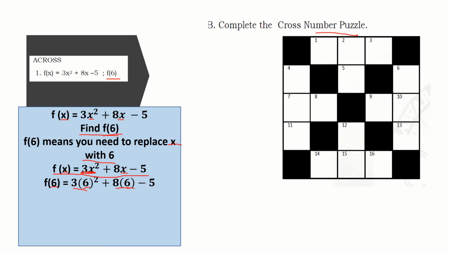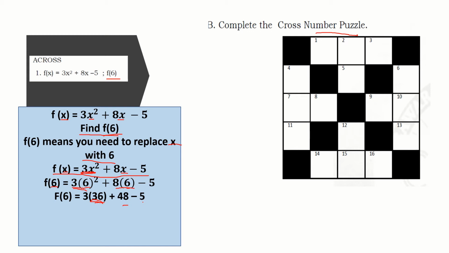Okay, so ang una nyong i-simplify, of course, yung exponent, kailangan siyang matanggal. So, hindi pwedeng 3 times 6 muna. Kailangan ito muna ang inyong i-simplify. 6 raised to 2 or 6 squared. So, 6 squared is 36, since 6 squared means 6 times 6. Okay. Then, 8 times 6 is 48.